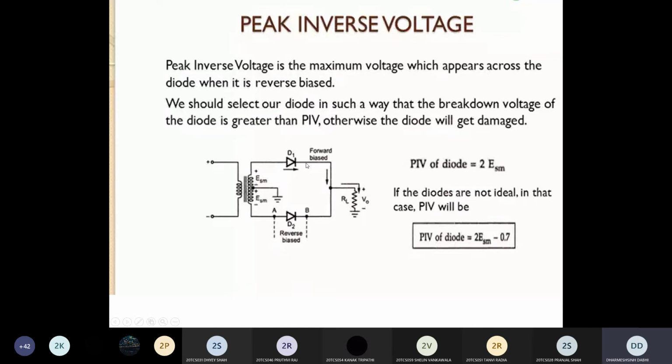Clear? Suppose we take the example here of 100 volt, each secondary gives you 100 volt. So the upper terminal is at plus 100 volt polarity, and the lower terminal is at minus 100 volt polarity. So how much reverse voltage comes across this diode D2? Yes, can anyone give me the answer? How much reverse voltage across this A and B terminal? How much will the reverse voltage be? A terminal is at minus 100 volt, B terminal is at plus 100 volt. So what is the voltage difference across this A and B terminal?